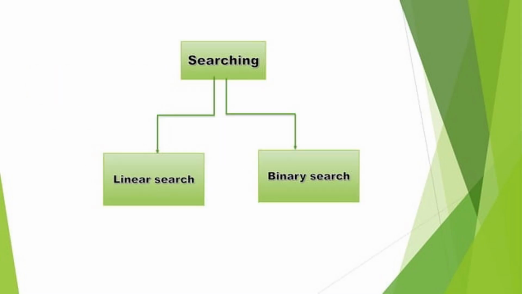There are two types of searching: linear search and binary search. This slide outlines the two main searching algorithms that will be discussed in the presentation.